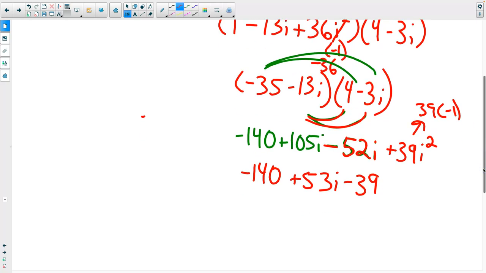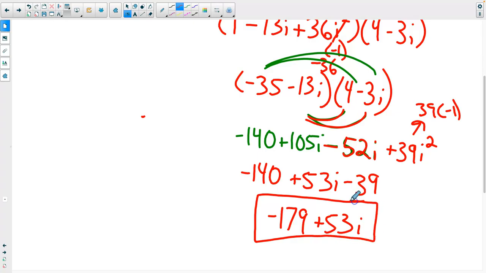And so the very last piece is combining those last two things. So I get -179 plus 53i. That's about as long as these problems get. Okay? So that was the hardest one that we would expect you to do. What questions do you have on that one? There's a lot going on.